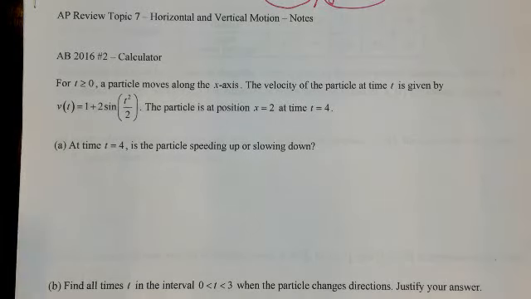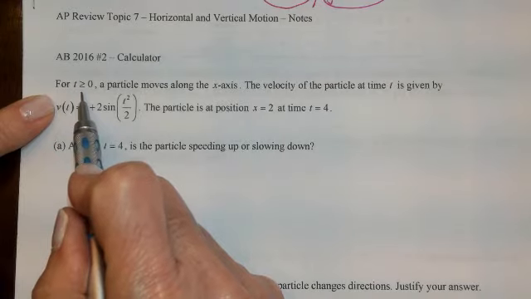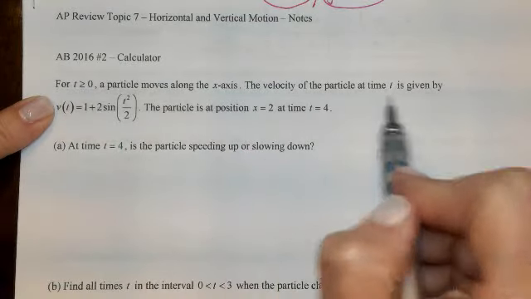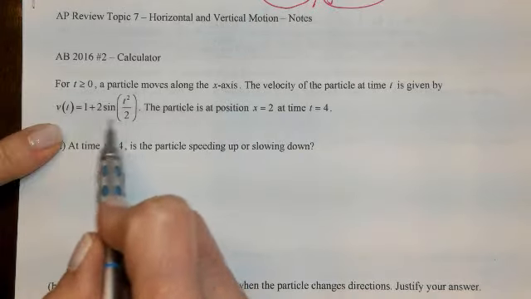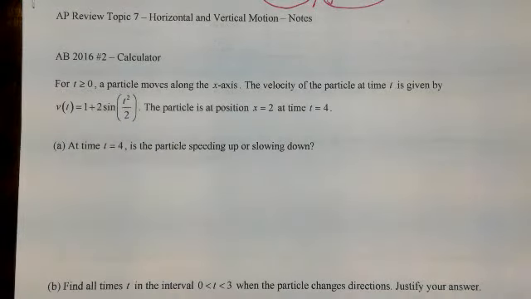All right, so here's the question. Well, here's the information for this question. For time greater than or equal to 0, a particle moves along the x-axis. The velocity is given by this function. This was number 2. It's with a calculator, so I'm going to grab my calculator.